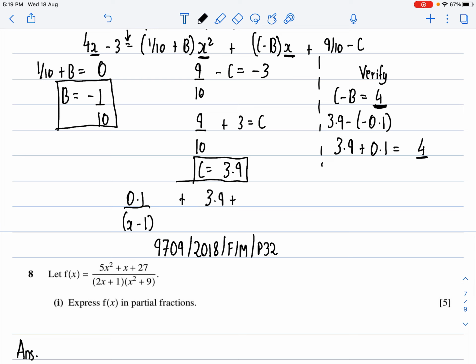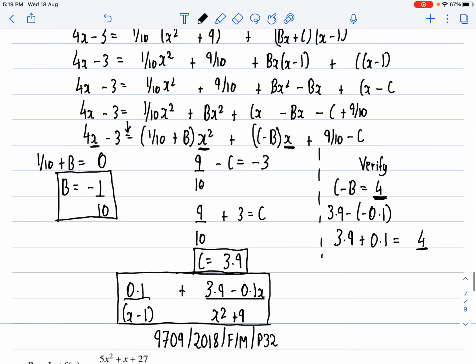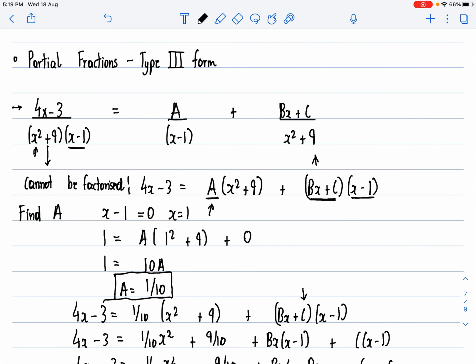3.9 plus, or actually minus 0.1x divided by x square plus 9. Basic substitution. I wrote this in the c plus bx or c minus bx form because my b here was negative. It means the same thing, it doesn't matter, correct? So this is basically the final answer which I get. Basically you just get a, b, c and substitute it into the form.